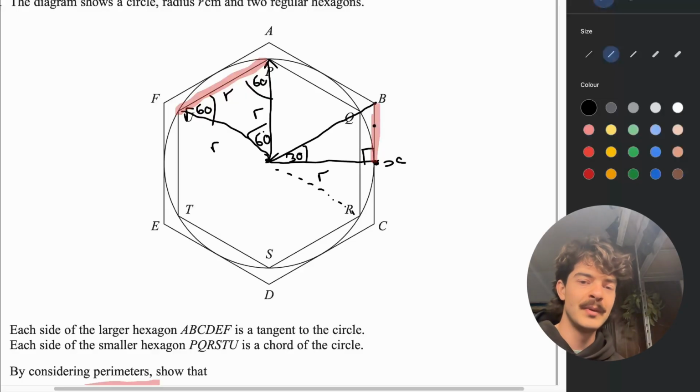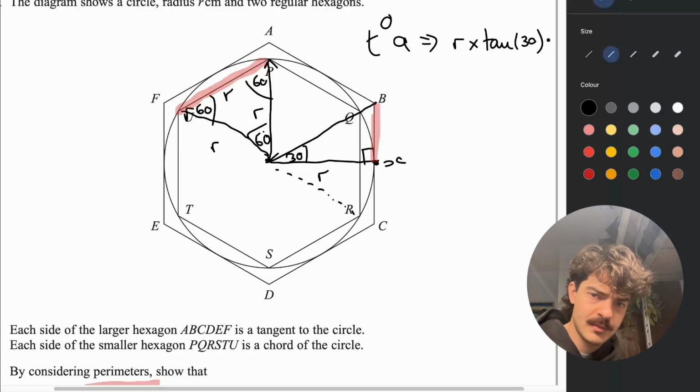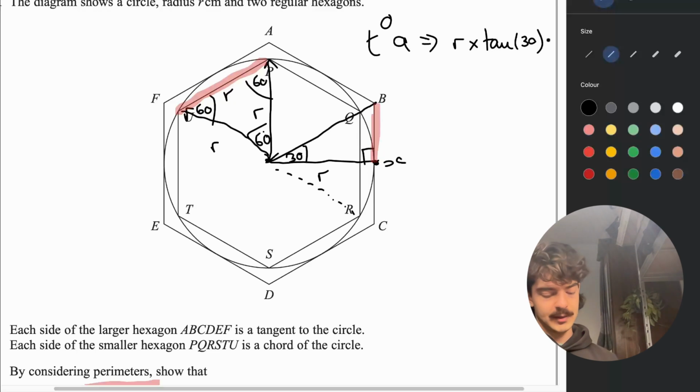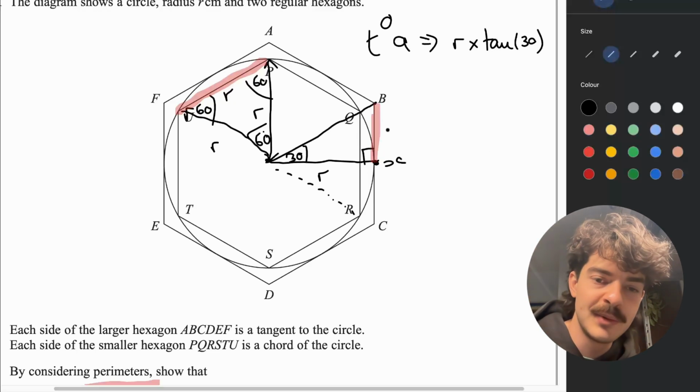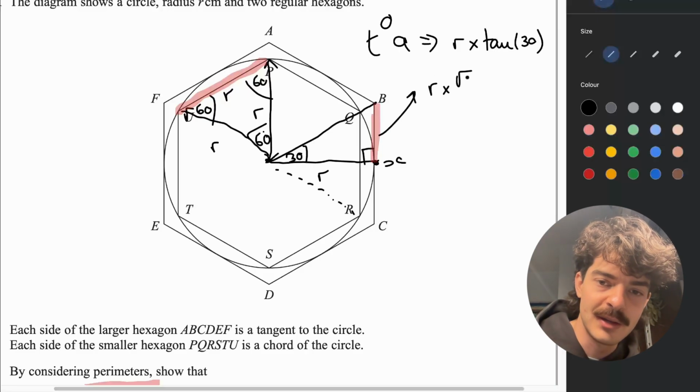So we can figure out using SOHCAHTOA that this side over here is going to be an opposite and an adjacent. Think TOA. And therefore, this side over here is your opposite, your r is your adjacent. We want r times by tan of 30. Now if we do tan of 30 on our calculator, we get root 3 over 3. So we find that this red length over here is going to be r times by root 3 over 3.